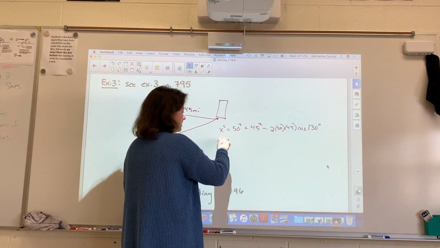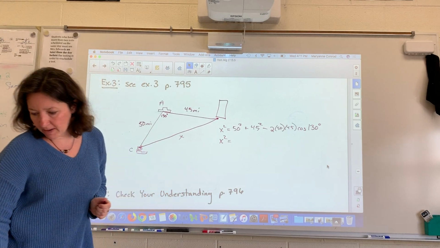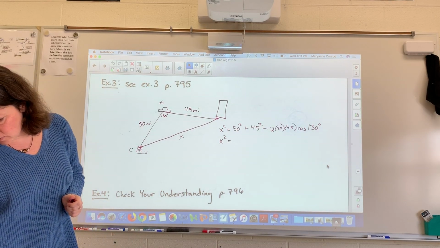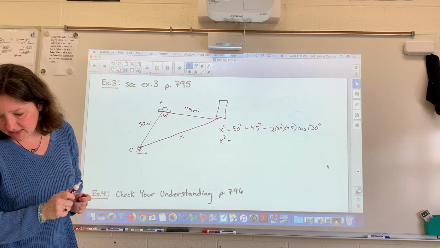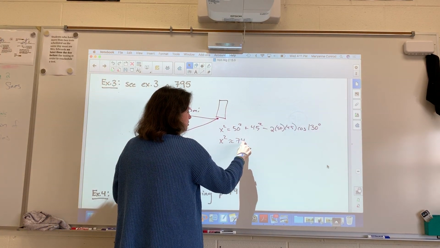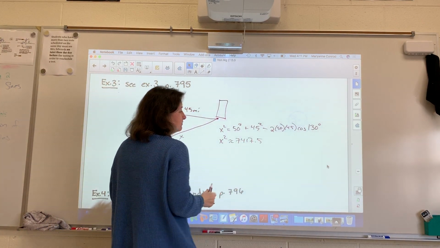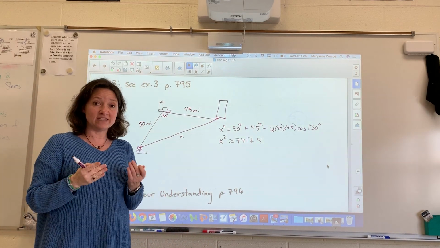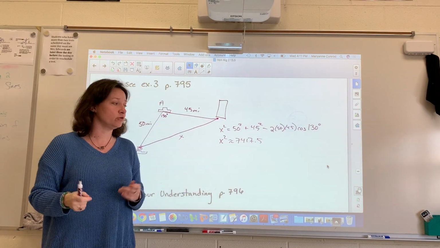So we get x squared equals, and I'm going to look in my book to save time, x squared comes out to be about 7,417.5. I do want you to check that on your calculator because if you're not getting these answers, we need to figure out why or you'll have trouble on your homework.